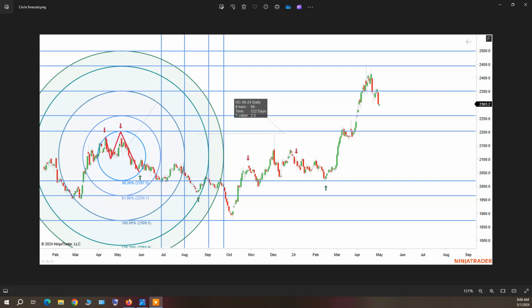So very simple method that can be used in just about any chart program. Most of them have a circle tool or a Fibonacci circle arc tool you can use to do this with. And you can get a lot of price and time projections very easily and very quickly.